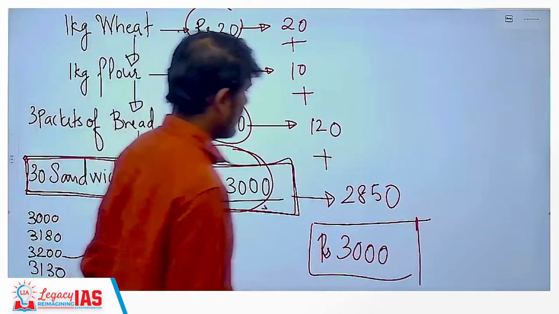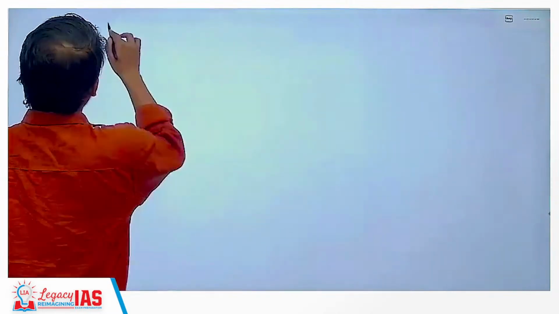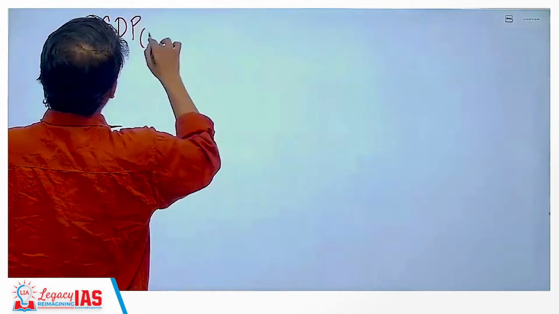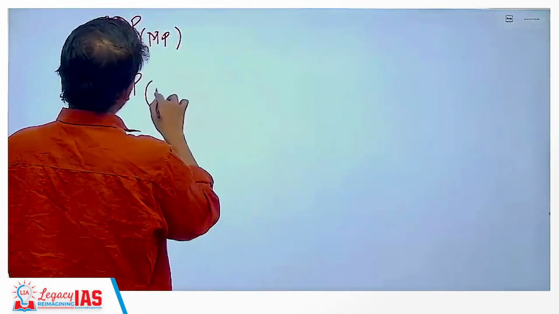Sure. Now, so we understood GDP, GNP, we took GDP, nominal GDP and real GDP, right? Now you can have more different GDPs also. You can have GDP at market prices and GDP at factor cost.